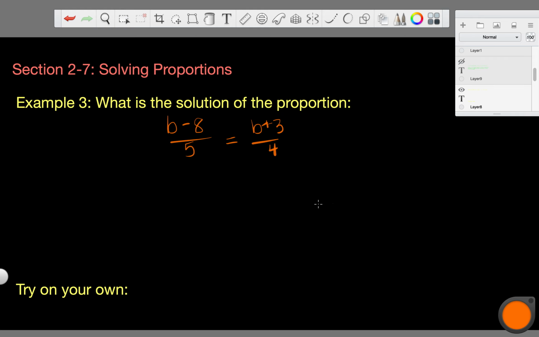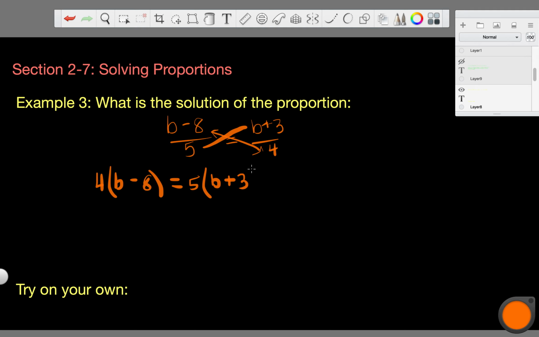Now it looks more complicated, but we're going to follow the same method as before. We're going to do the butterfly method. So I'm going to do this one first. So I'm going to do 4 times (b minus 8). And that equals, now this side, we have 5 times (b plus 3).